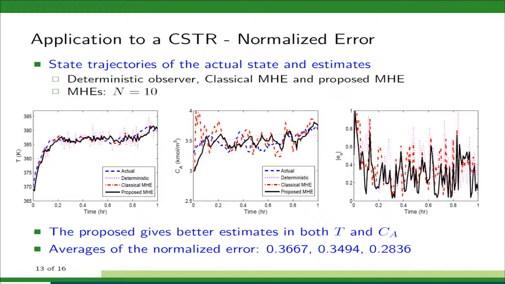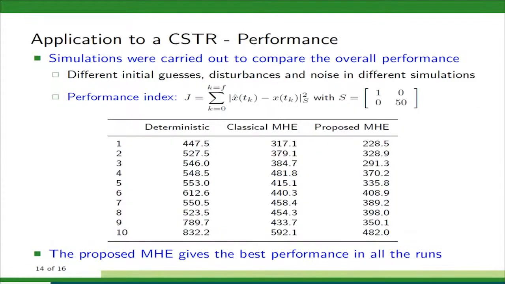From this plot, we can see the proposed moving horizon estimation gives the smallest normalized estimation error. From these plots, we can actually see the fluctuation of the proposed moving horizon estimation is relatively smaller compared with the classical moving horizon estimation.